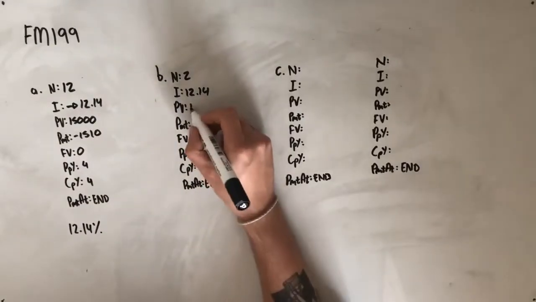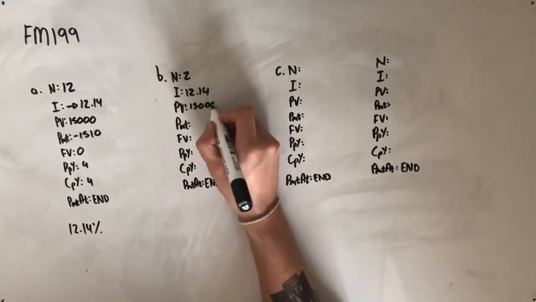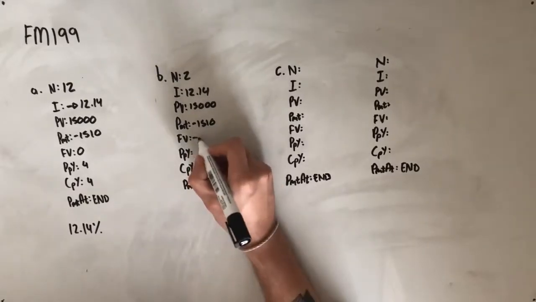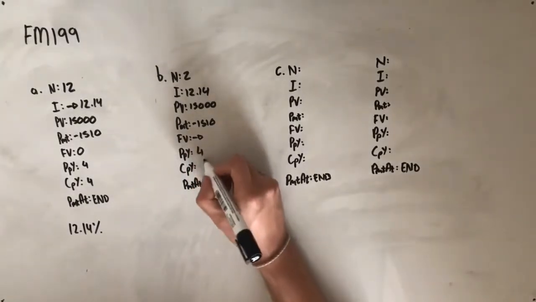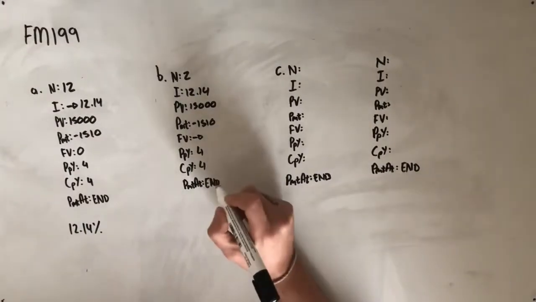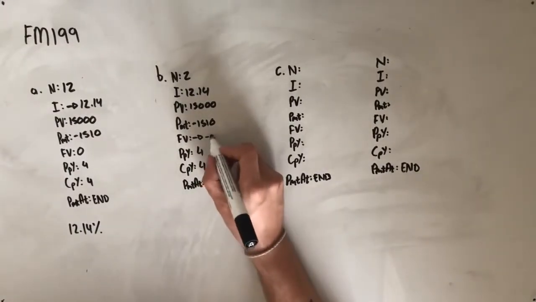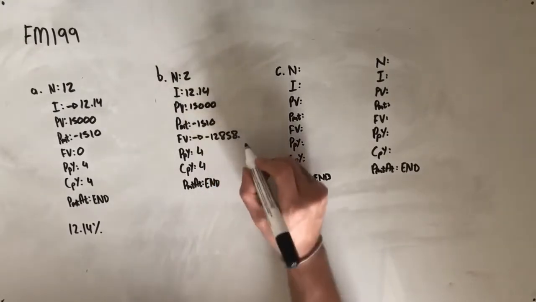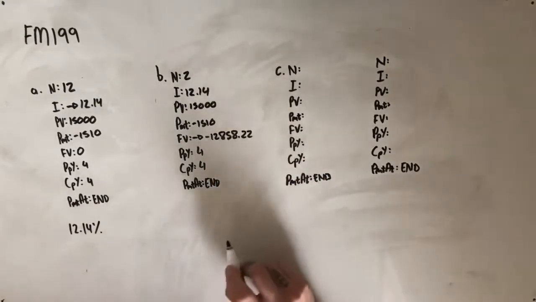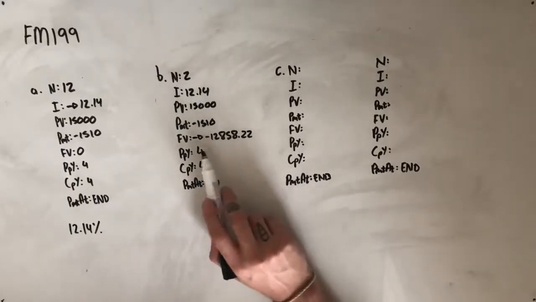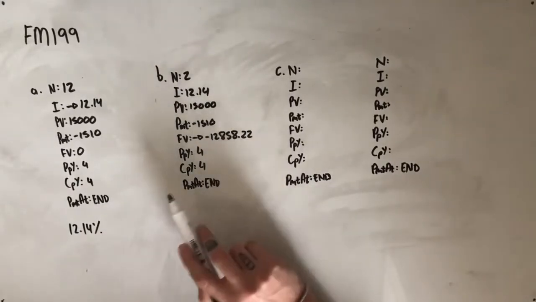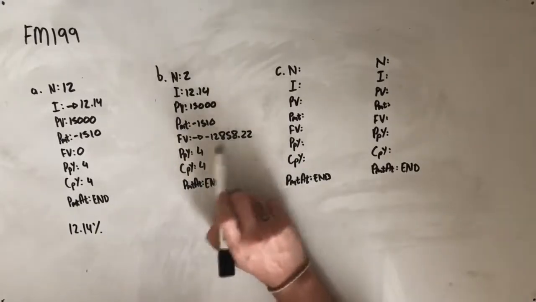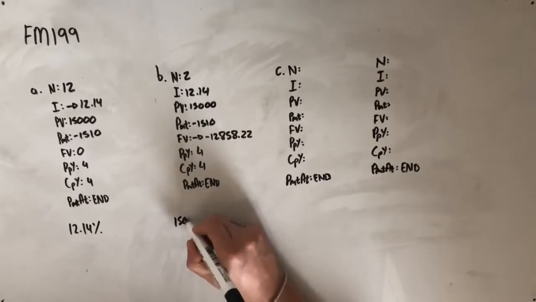Our present value is still 15,000, that's where we're starting from. Payments are still 1,510, and we're going to be solving for the future value. Still quarterly, still quarterly. Chucking this into Finance Solver, we should get an answer of negative 12,858.22 when rounded. This is the value of the loan after 2 payments. So in order to figure out how much has been repaid by that point, we take this amount away from the 15,000 we owed originally.